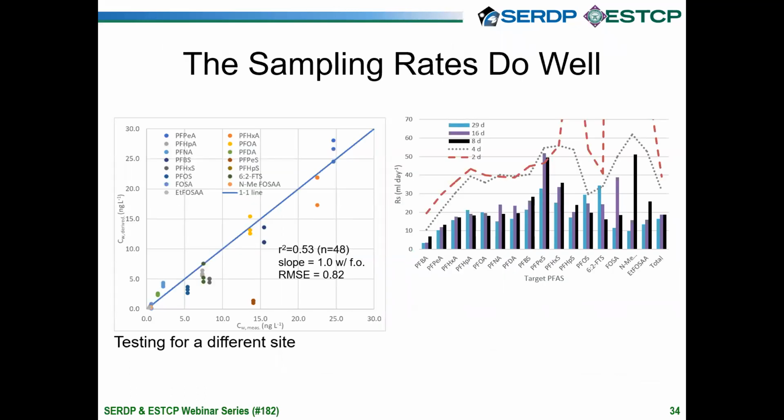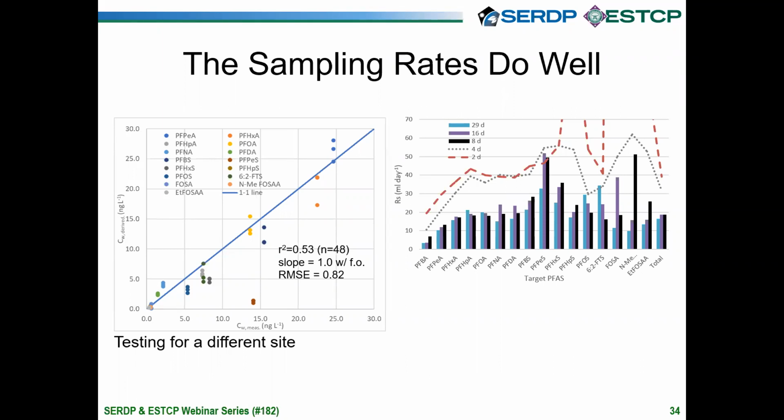We actually did 2 deployments side by side in 2 different treatment plant effluents in Narragansett Bay. And what you see on the graph on the left is a comparison of the sampling rate deduced from one applied to the other. The blue line is the 1-to-1, and you can see that almost all results are within a factor of 2 or better of the average grab sample results. So we think these samplers work well to give us a good estimation of time-integrated concentrations of PFAS in the water.